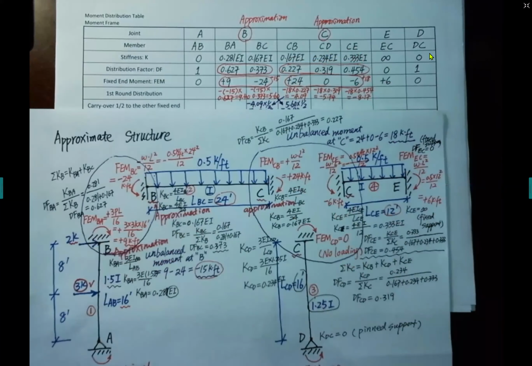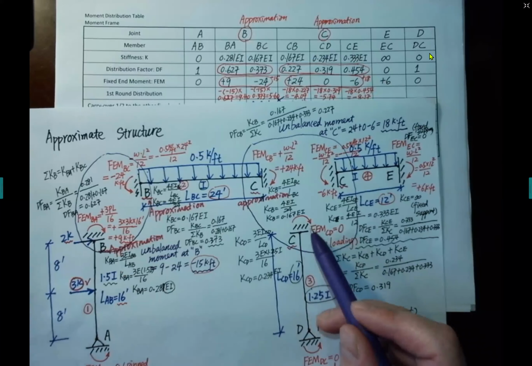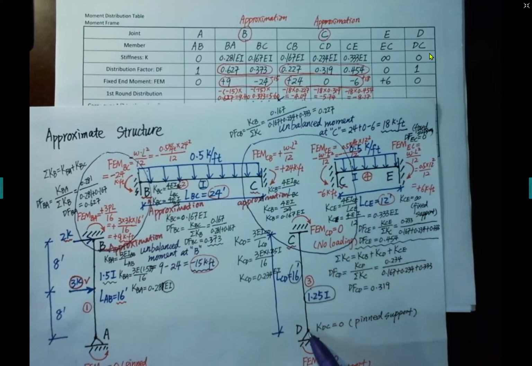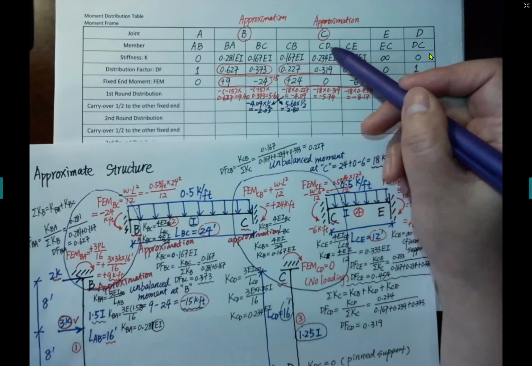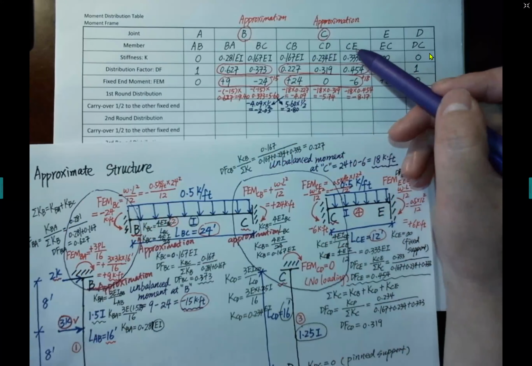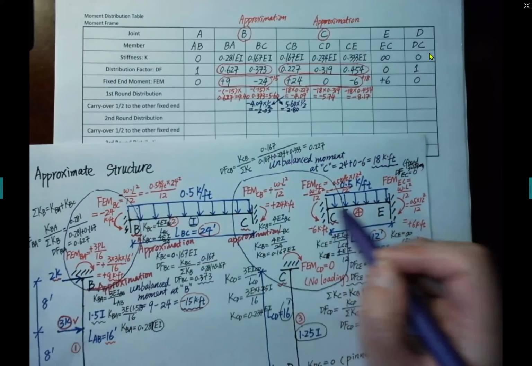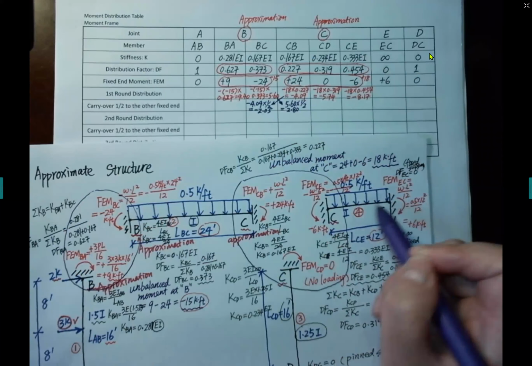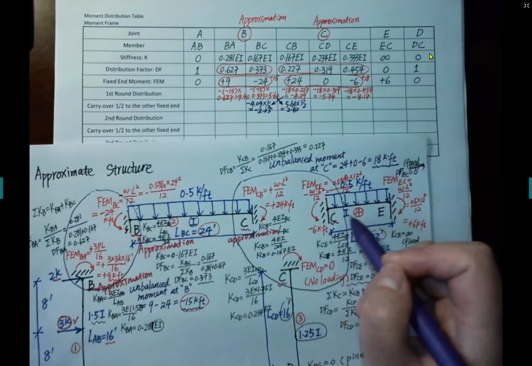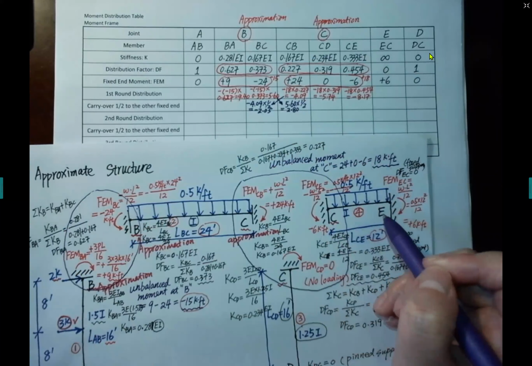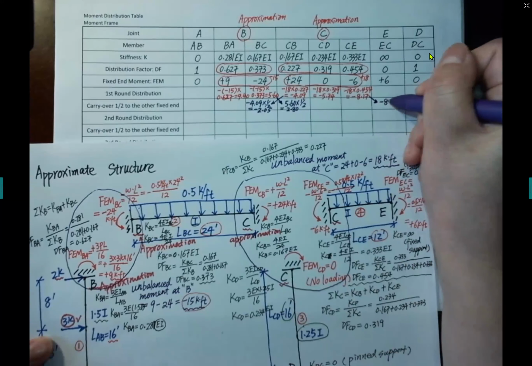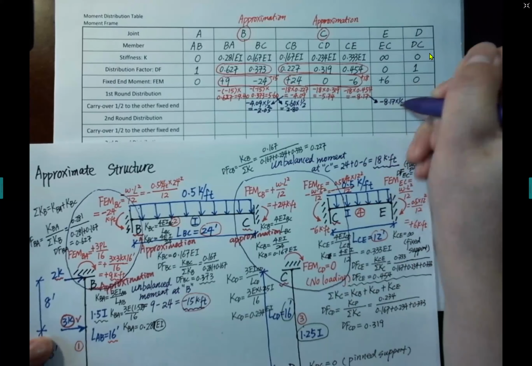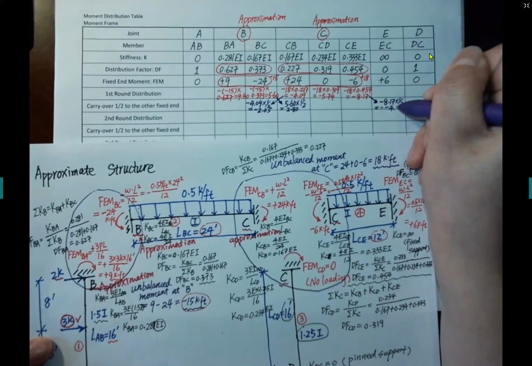Then we look at member CD. The moment at C won't transfer to the other end because the D side is pinned, so CD won't transfer any moment. Then we move to member CE. For member CE, we find that the E side is fixed, which means that the moment at the C side will transfer to the E side, one half of it. So we have this carryover: negative 8.17 times one half equals negative 4.09.